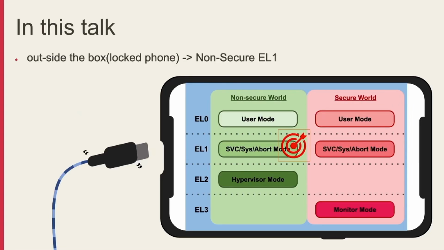But all of this work needs at least non-secure world exception level 0 privilege. So what if the device is turned off and we don't know the passcode? In this talk, we are discussing the scenario in which we can exploit the locked phone and keep sensitive data reachable.